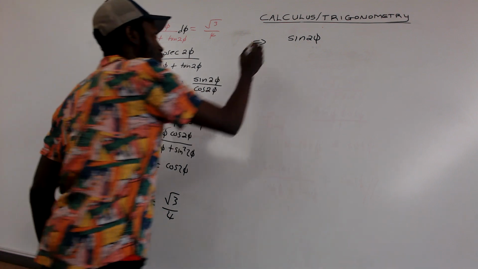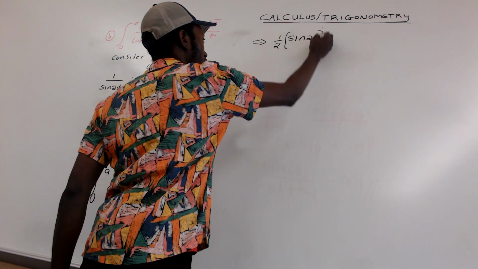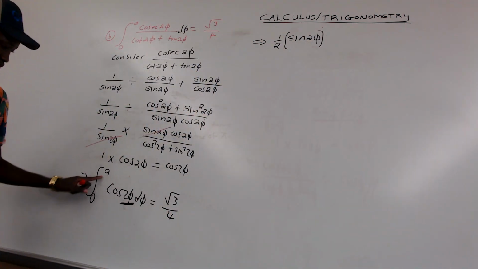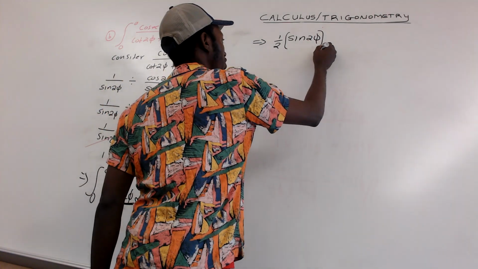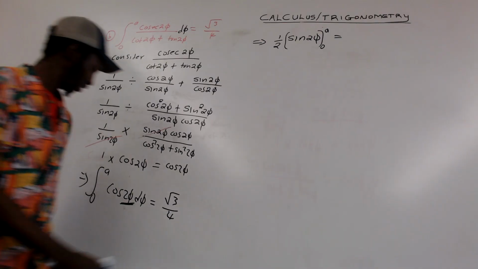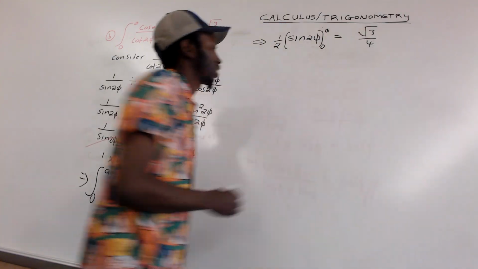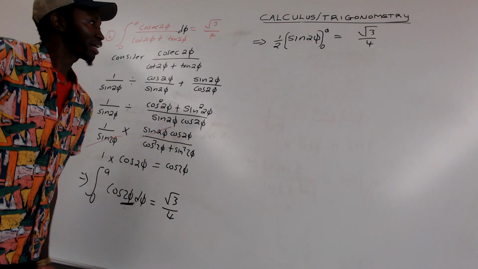So the integral, you always take 1 all over the value, because you divide it by the value given. But we are given the limit to be 0 to a, and we rewrite the limit 0 to a, and we equate it to the value given, which is root 3 all over 4. This is what we have. I think we are almost done.